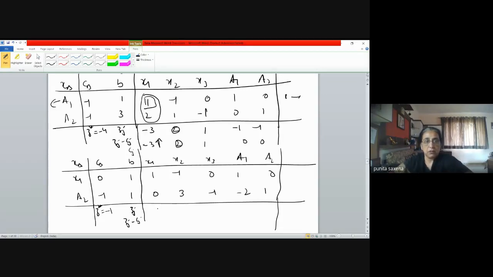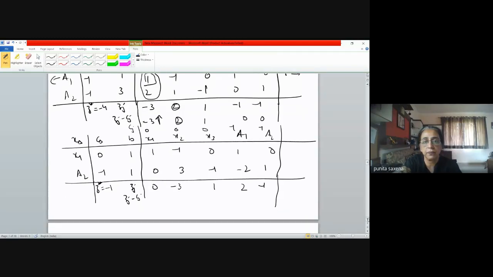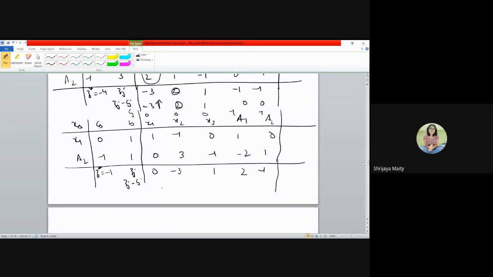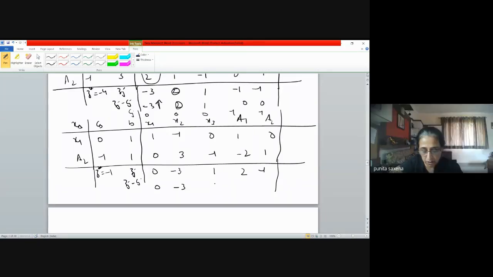What about Zj's? 0, minus 3, 1, 2, and minus 1. Am I right? The coefficients here were this. What about Zj minus Cj's now? Ma'am, 0, minus 3, minus 1, 3, 0, 0, minus 3, 1, 1, 3, 0.